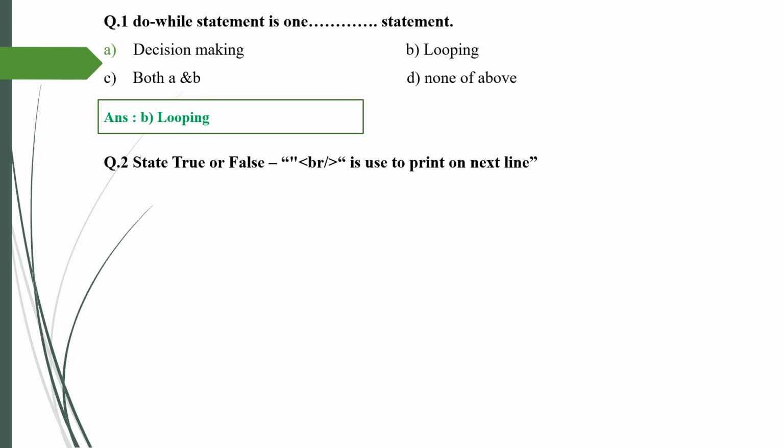Second question, state true or false. br slash is used to print on the next line. Options are true or false. The answer of this question is true.